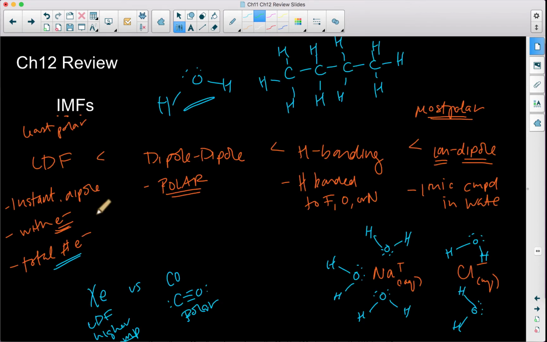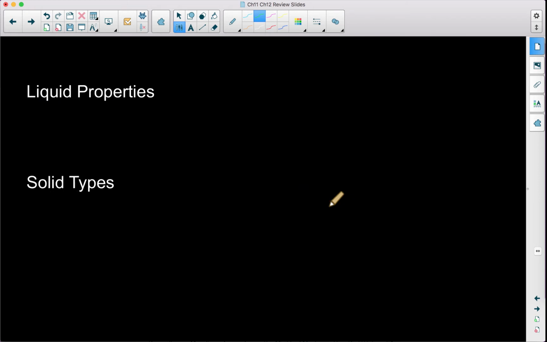So first we talked about types of IMFs, relative strengths of IMFs, and other things to consider as we rank them, or apply them to real molecules.